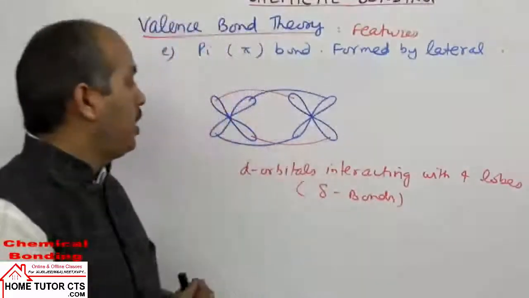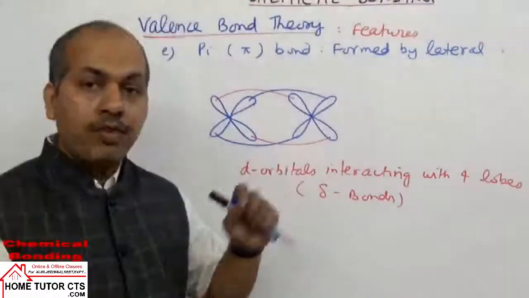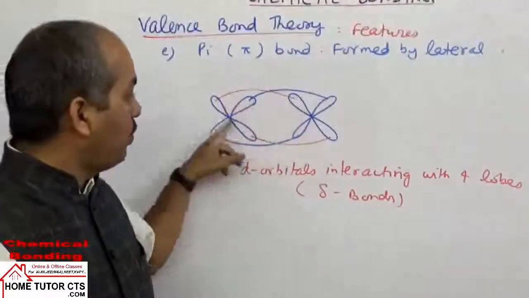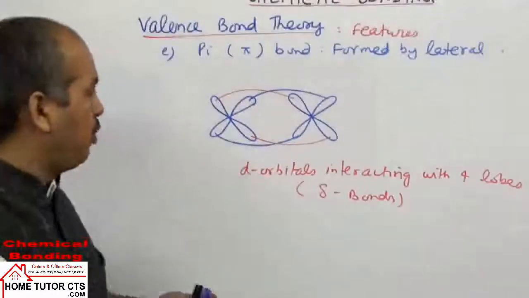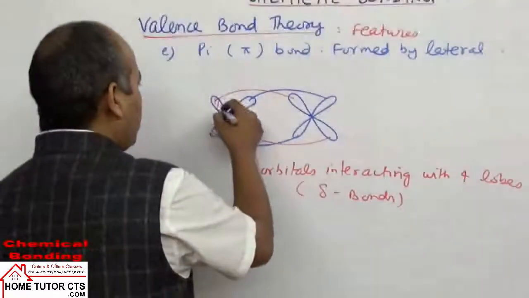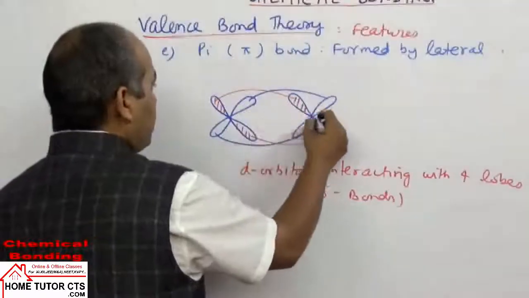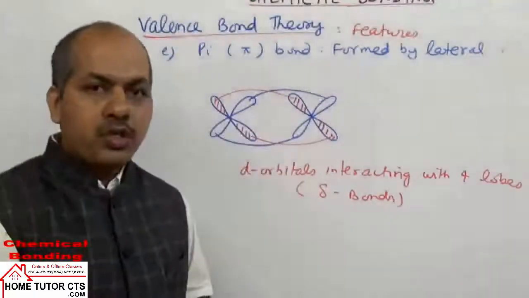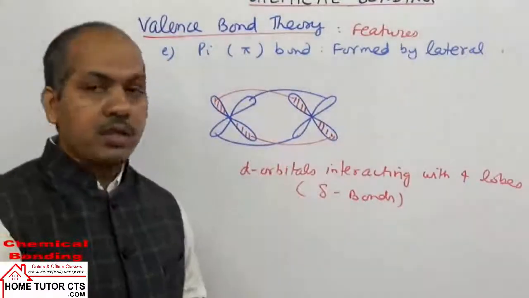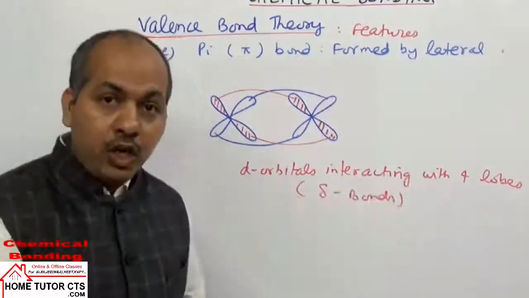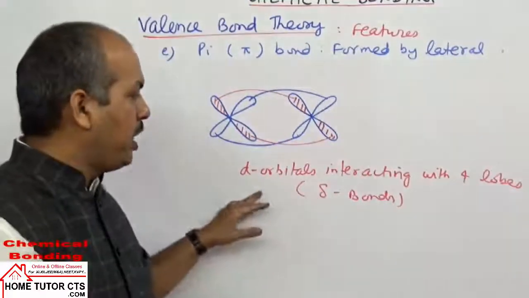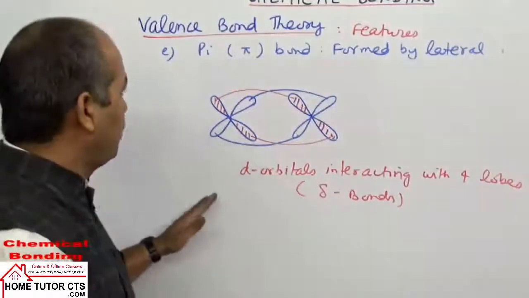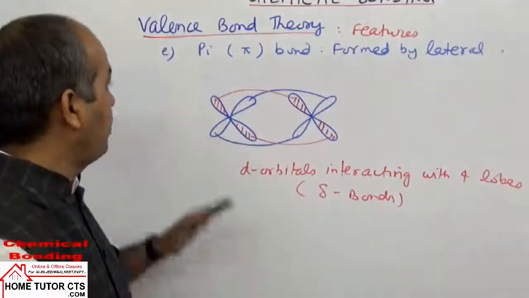When overlapping of d orbitals takes place involving 2 lobes, they form a d pi-pi bond. And if overlapping can occur of all 4 lobes, you can take this as the first orbital and this as the second orbital. Such overlapping of all 4 lobes of d orbitals, when they are interacting or overlapping, will form a delta bond. So I hope delta bond formation is clear.